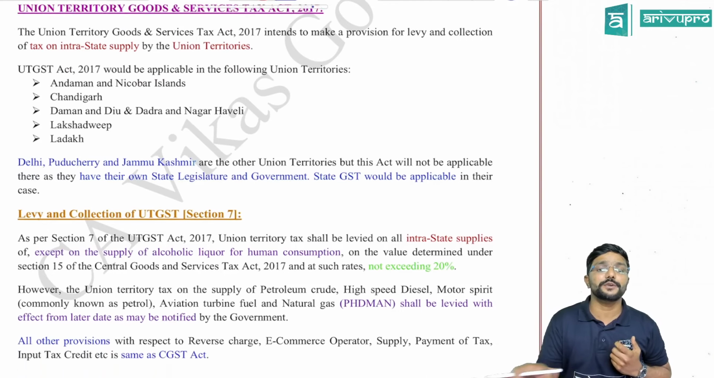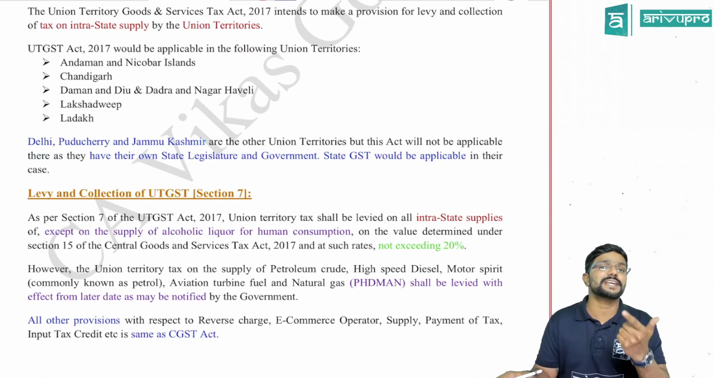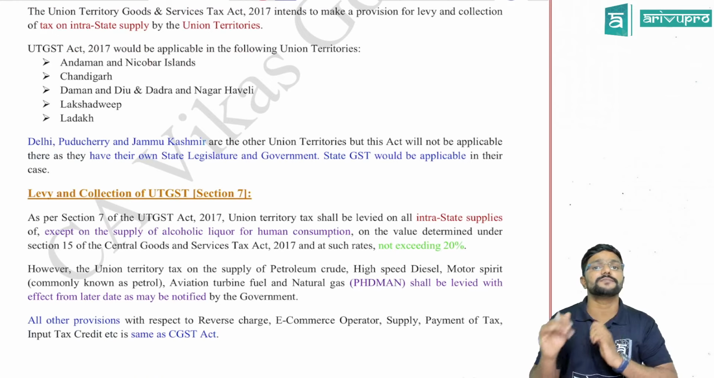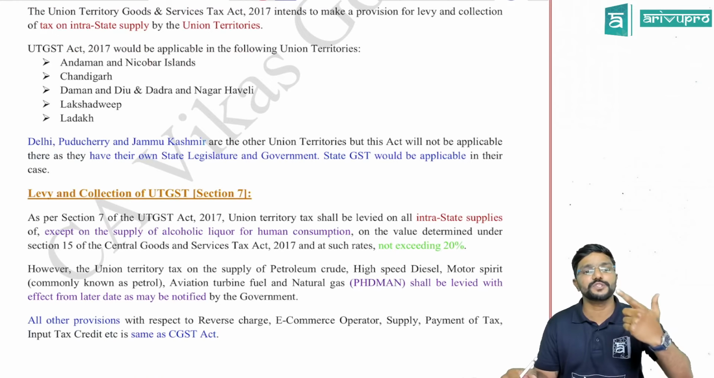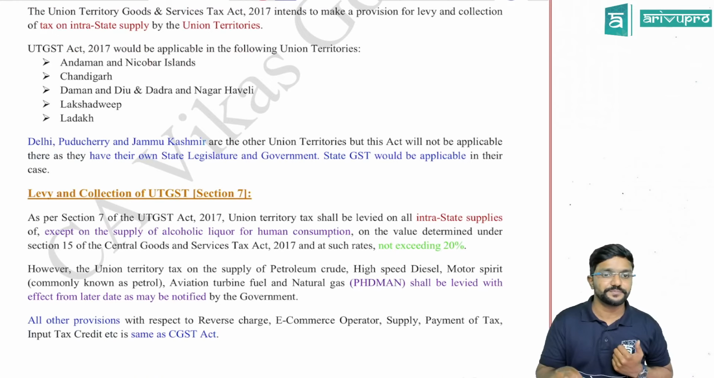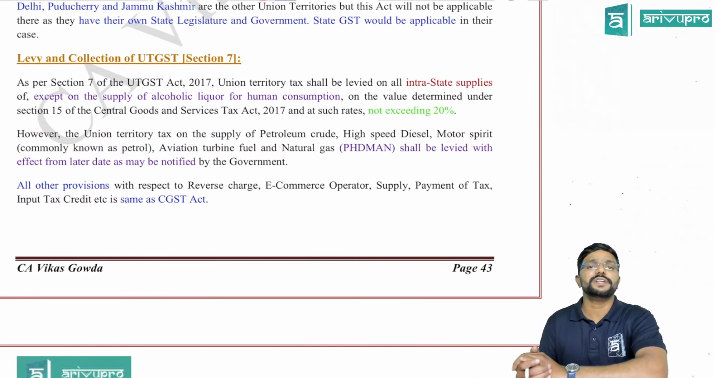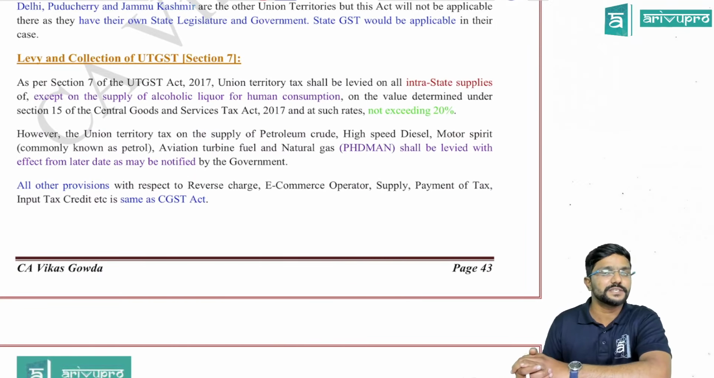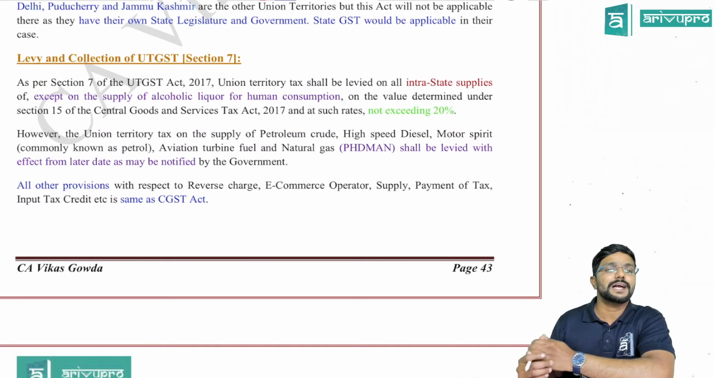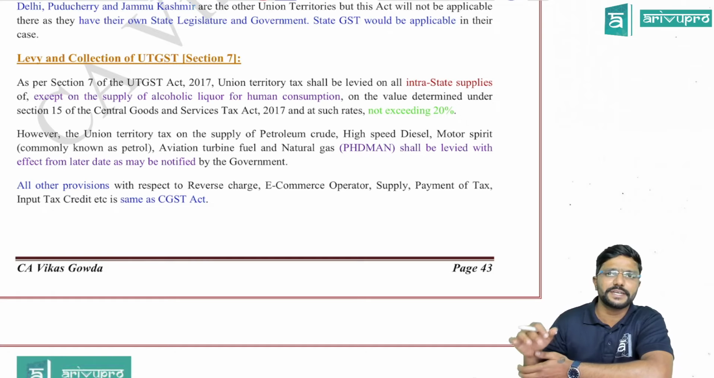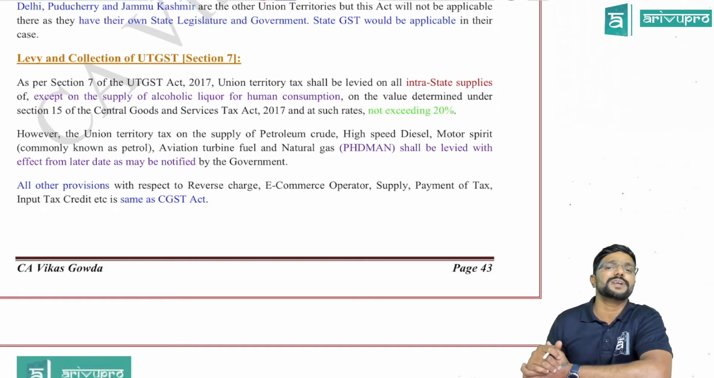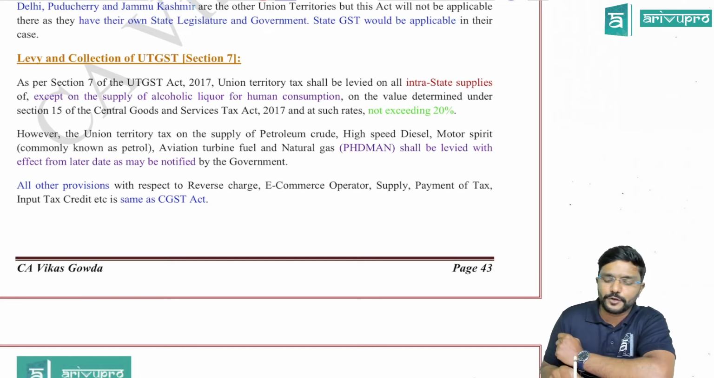Whereas the remaining Union Territories with their own state legislation are treated as states for GST purposes. That is Delhi, Puducherry and Jammu and Kashmir, for whom SGST would be applicable. Then coming to the UTGST Act, Section 7 is the charging section, that is the normal scheme. As per Section 7 of the UTGST Act 2017, UTGST shall be levied on all intrastate supply within the Union Territory except alcoholic liquor for human consumption, at a maximum rate of 20%.